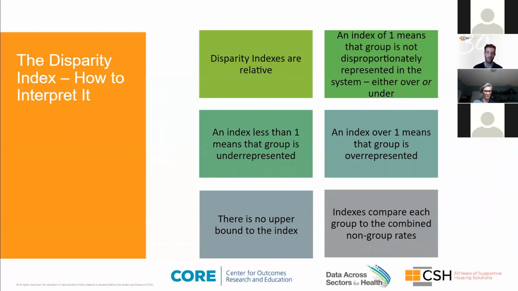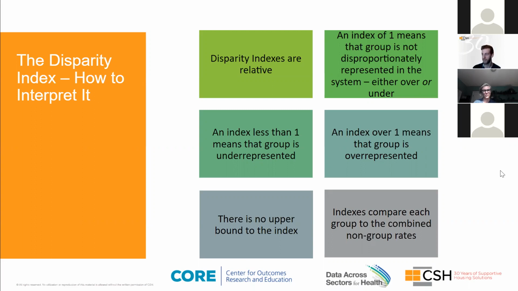As we run through these things, I'm going to try and do that quickly because I want to be mindful of time. The index values are relative. They compare one group to everyone not from that group. An index value of one tells us that that group is not more or less likely to experience an outcome than other people not from that group. An index less than one means that group is less likely to experience that event. And an index value of greater than one means that group is more likely to experience that event.